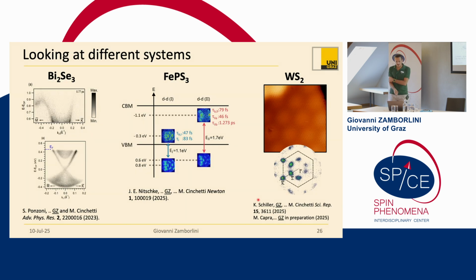And we applied this for different systems. I don't want to go into the details now. So we started first with the hot electrons and their thermalization in bismuth selenide. Recently, we also investigated this d-d transition in iron PS3. And the other part that I'm focusing on right now is the out-of-equilibrium features of TMDs, transition metal dichalcogenides. And in particular, now we are working with tungsten sulfide.